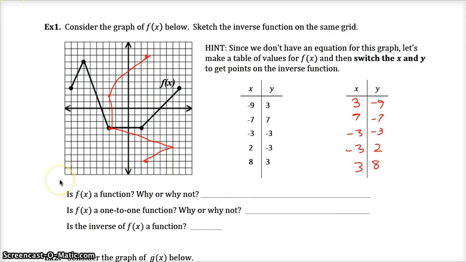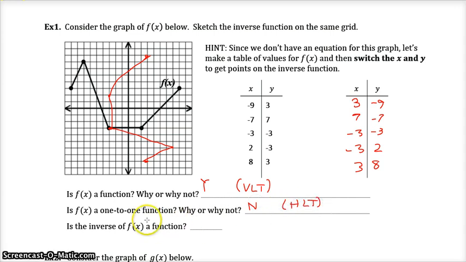Anyway, that's the graph up there. Is f of x a function? We're talking about the original black one here. The black line is a function because it passes the vertical line test. Is f of x a one-to-one function? No, because it fails the horizontal line test.